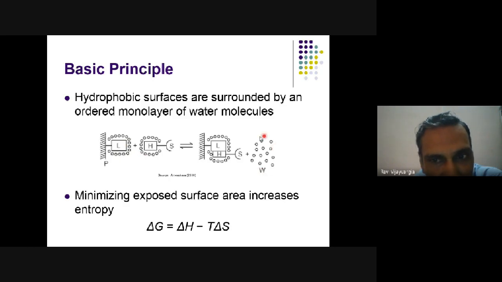When the water molecules are taken away, the hydrophobic surfaces of the proteins will come into close vicinity, they will form a hydrophobic interaction, and the remaining water molecules will again form an ordered layer around the interacting biomolecules. By minimizing the exposed surface area, this will increase the entropy, and the free energy will also be negative, so it will be a favorable reaction. This is how the hydrophobic interactions are promoted.